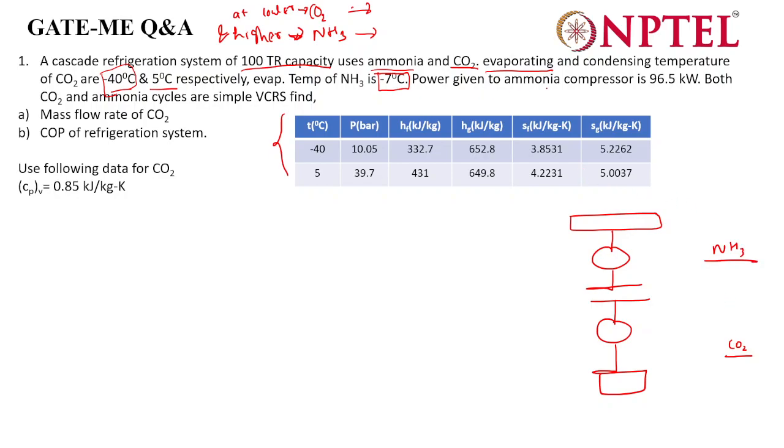It is required to know which system is which. Why? Because it is given power given to the ammonia compressor. If you don't know which is ammonia and which is CO2, then to which compressor would you give this power? So now we are sure the power would be given to this compressor. It is 96.5 kilowatt. Both CO2 and ammonia cycles are simple VCRS. Now, this temperature would be minus 40 degrees Celsius.